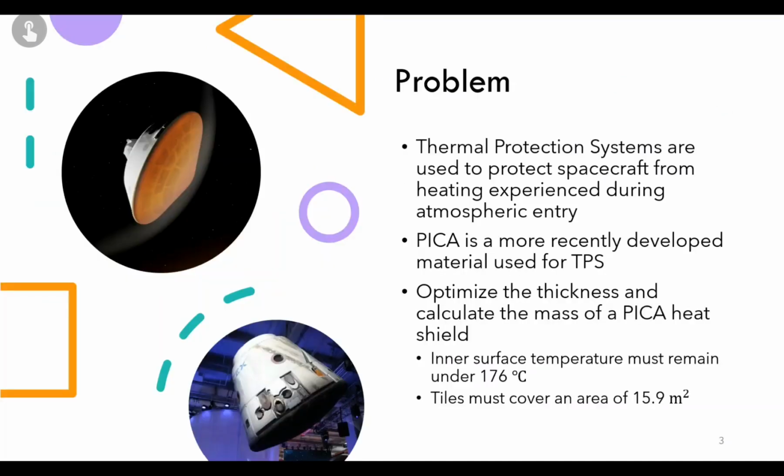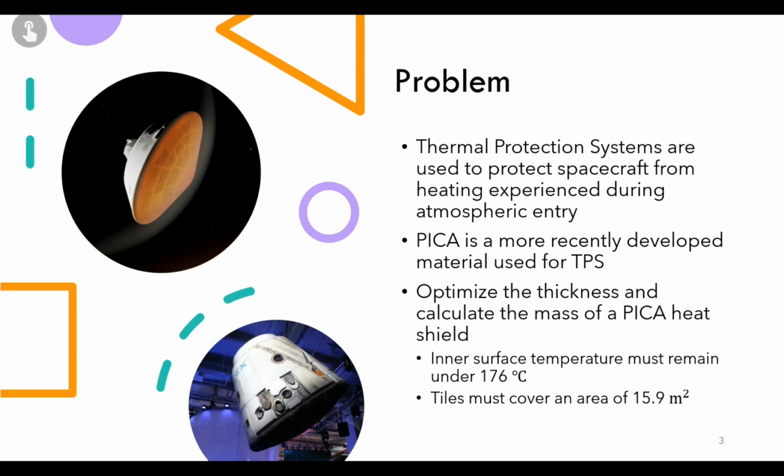When a space capsule enters the atmosphere of a planet, the friction produced by its movement against the atmosphere creates a lot of heat. So thermal protection systems are used to protect spacecraft from heating experienced during atmospheric entry. Now, there have been a lot of different materials used to protect against this heat in the past. However, PICA, which is phenolic impregnated carbon-based ablator, is a more recently developed material used for thermal protection systems.